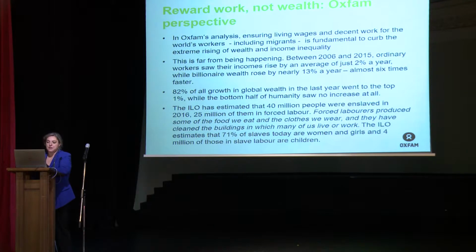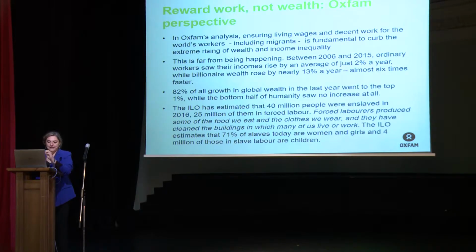In the latest report that we published, Reward Work, Not Wealth, we have outlined how since 2006, ordinary workers saw their incomes rise by an average of just 2% a year, while billionaire wealth rose by 13% a year. And at the moment, 82% of the increasing global wealth produced in one year goes to the top 1%, the richest people in the world, while the bottom 50% of humanity saw no increase at all.